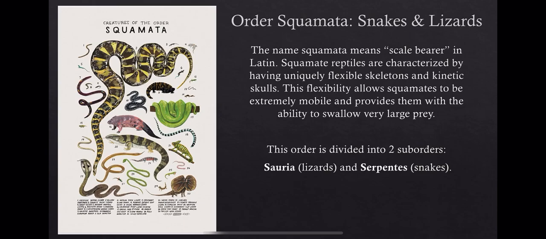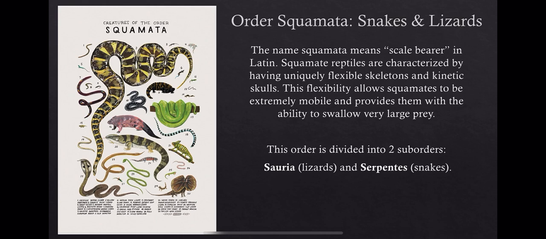So the last order we're going to talk about is squamata, so snakes and lizards. I was actually super surprised when I first studied this topic to find that lizards and snakes were in the same order. I guess I naturally kind of assumed that they would be different, but they are together, and the main reason has to do with their flexible skeletons and their skulls.